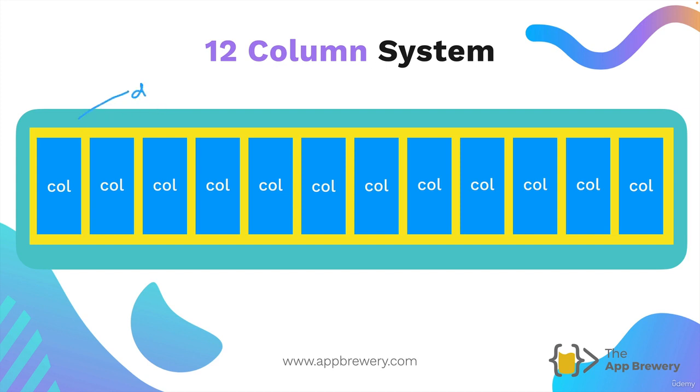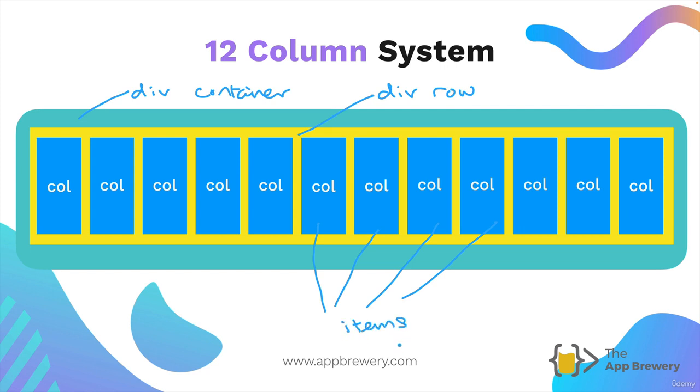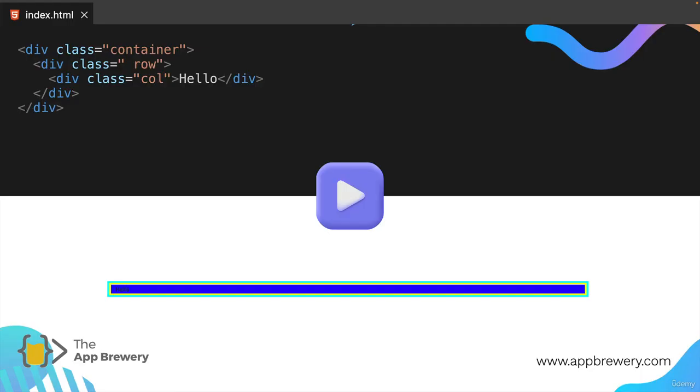Firstly, we need a div that has a class of container, and this is going to be the starting point. Next, inside that container, we need another div, which is going to be of class row. And inside the row is where we will have our items, and they will be laid out using the column system. So what does this look like in code?